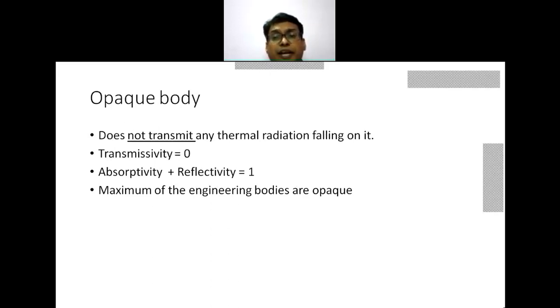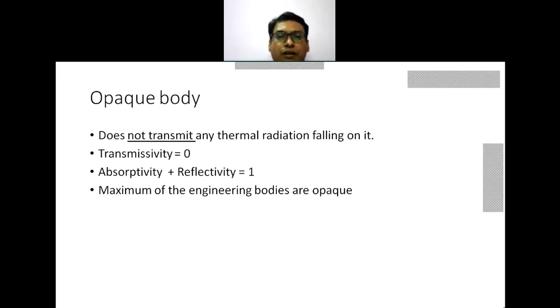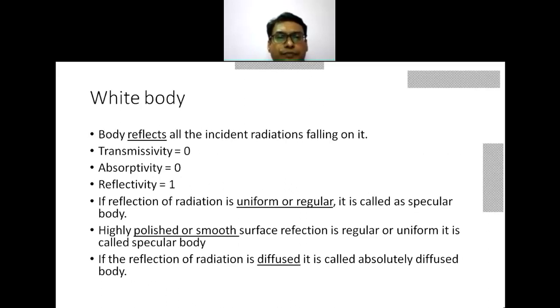Then opaque body, it does not transmit any thermal radiation falling on it. Does not transmit, that means the transmittivity is 0. That is, the absorptivity plus reflectivity equals 1. So maximum of the engineering bodies are opaque. So transparent body and opaque body, it's opposite. Opaque body does not transmit, and transparent body transmits completely.